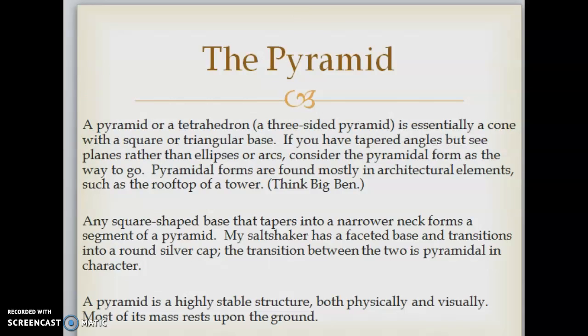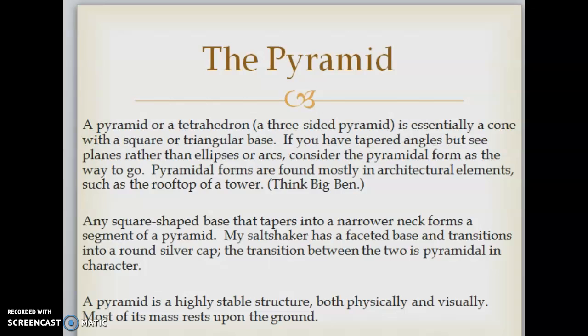A pyramid or tetrahedron, a 3-sided pyramid, is essentially a cone with a square or triangular base. If you have tapered angles but see planes rather than ellipses or arcs, consider the pyramidal form as the way to go. Pyramidal forms are found mostly in architectural elements such as the rooftop of a tower like Big Ben. Any square-shaped base that tapers into a narrower neck forms a segment of a pyramid.